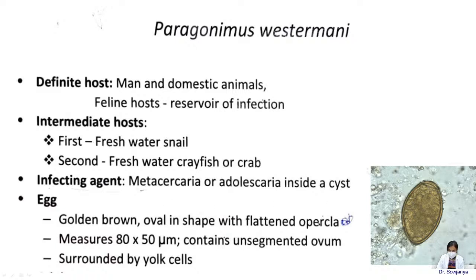Then coming to the features, this is the egg of Paragonimus westermani. It is golden brown in color, and as you can see, it is oval, and we can see a flattened operculum in it. It measures around 80 by 50 micrometer, and it contains an unsegmented ovum.